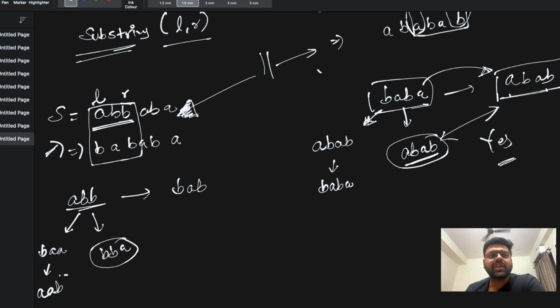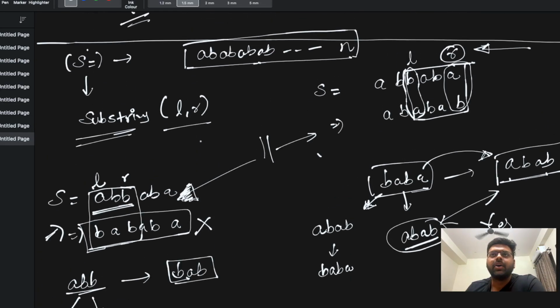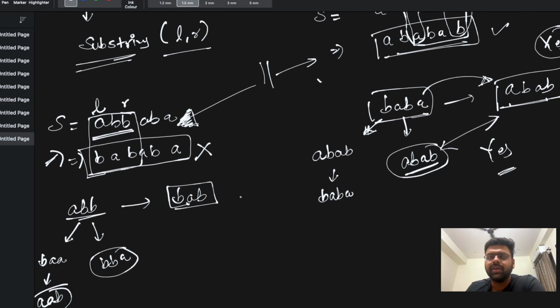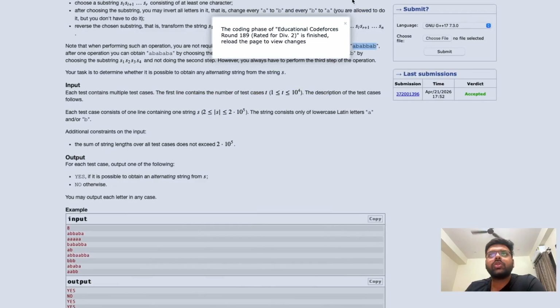So for both of the strings, I'm not able to achieve BAB. So I can say that this particular alternating string is not possible. Only this kind of alternating string is possible, so my answer would be yes. Sometimes it could be that this is not possible and that is possible, then also my answer would be yes. So I'll show you the code as well.